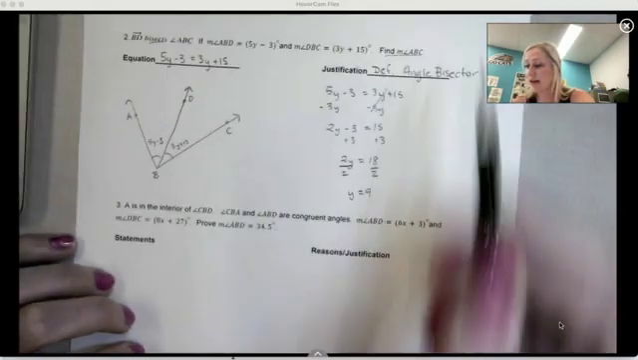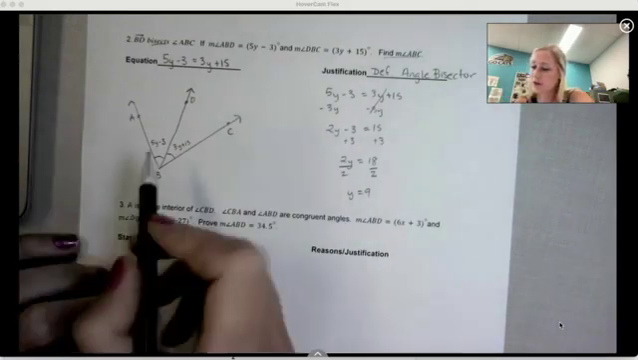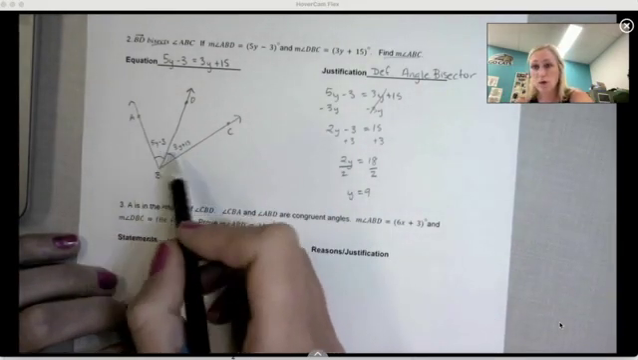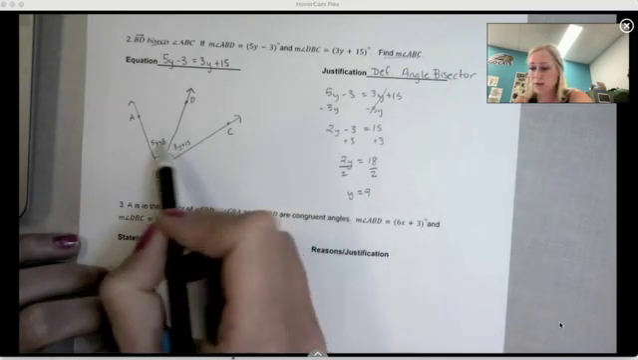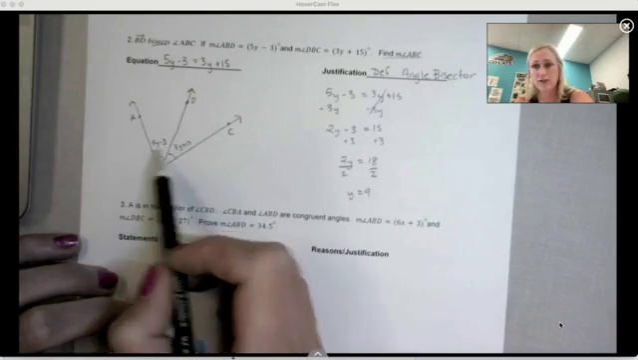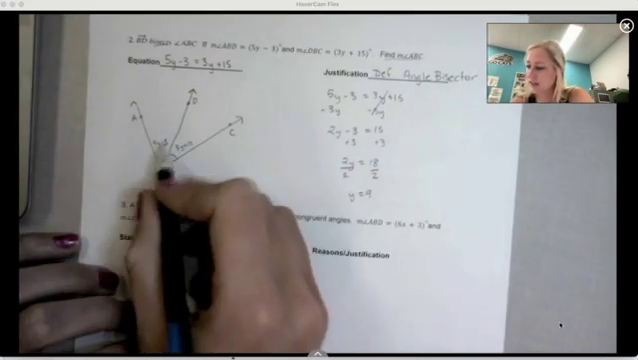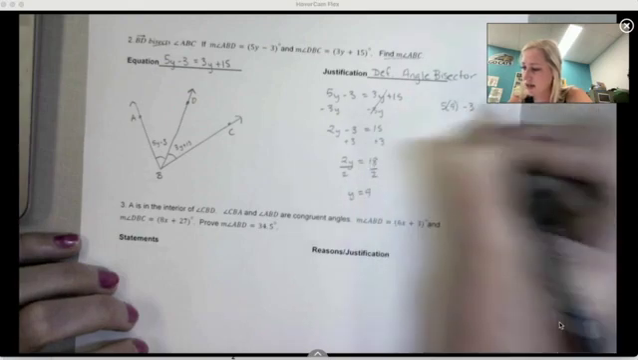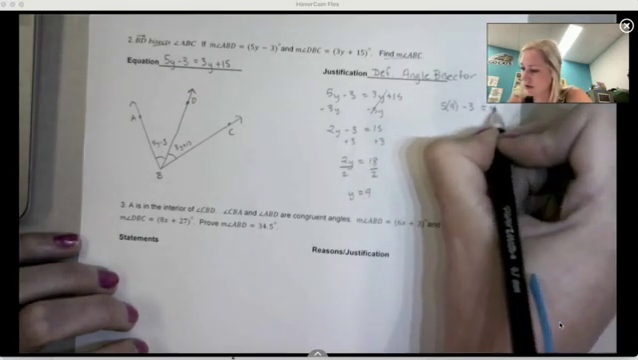They want me to find ABC. So there's a couple ways I can do this. I'm going to plug y back in. I could plug it into both and add them together. Or I could just plug it into one of them and multiply by 2. Because remember, these are the same. So I'm going to just plug it into that first one. So I've got 5y, but we now know y is 9. So this is the measure of angle ABD.